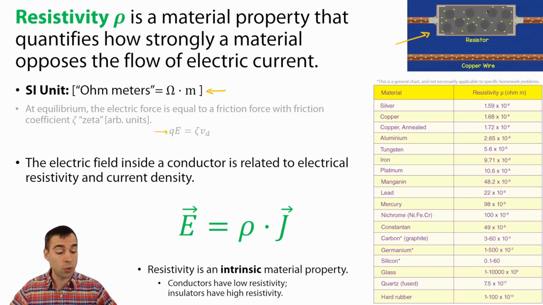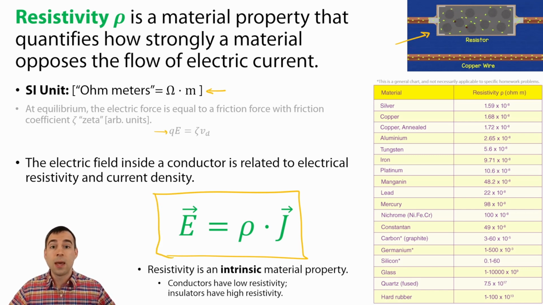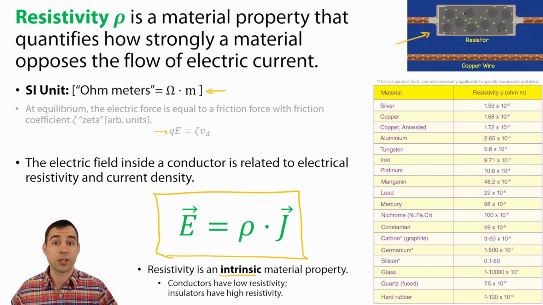Ultimately, this leads us to an equation that says that the electric field within a conductor will be equal to the electrical resistivity rho times the current density through that material. And it's important to note that electrical resistivity is an intrinsic material property. This means it doesn't matter how much of a material, how big my chunk of copper or silver is, the electrical resistivity will always be the same, strictly based on which material the electric current is trying to pass through.